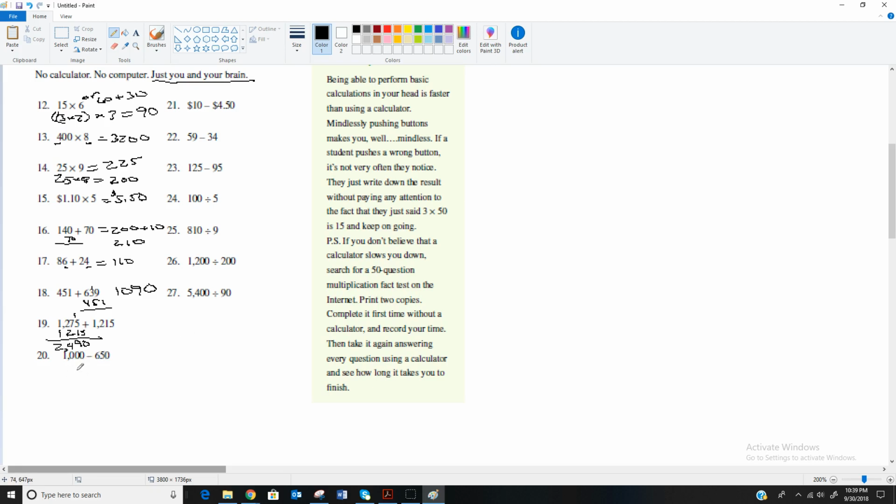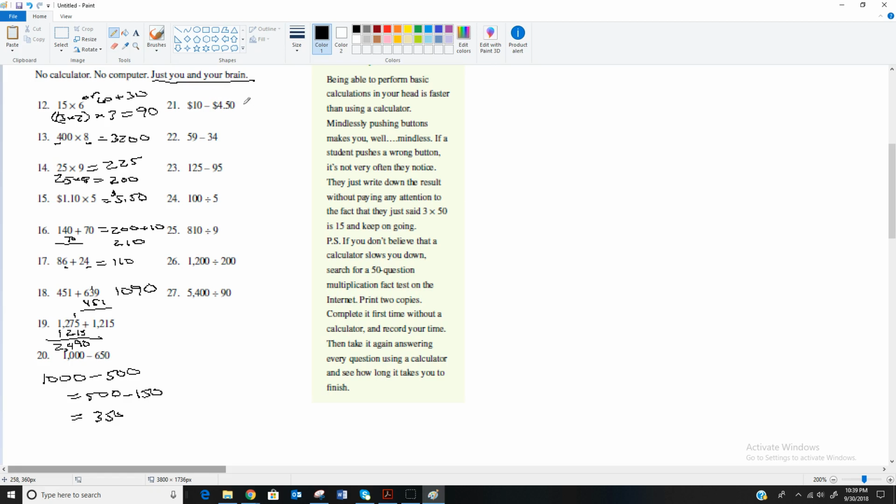1,000 minus 650 I would probably do in parts. So 1,000 minus 500 would give me 500. But I only subtracted 500, which means I need to subtract another 150. So 500 minus 150 is 350. As long as I subtract off the entire 650, even if I do it in bits, it'll still give me the same thing. 10 minus $5 would be $5.